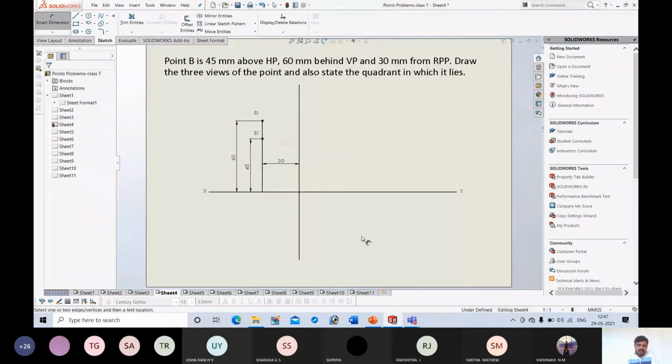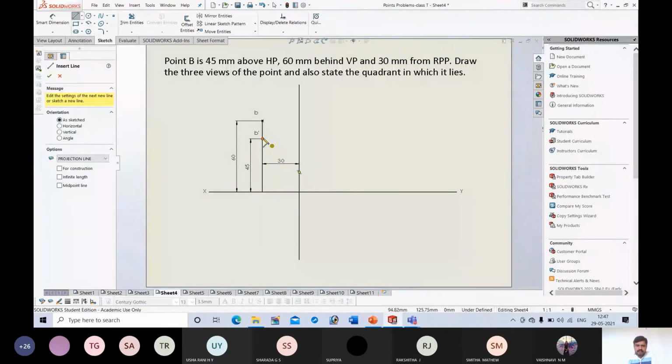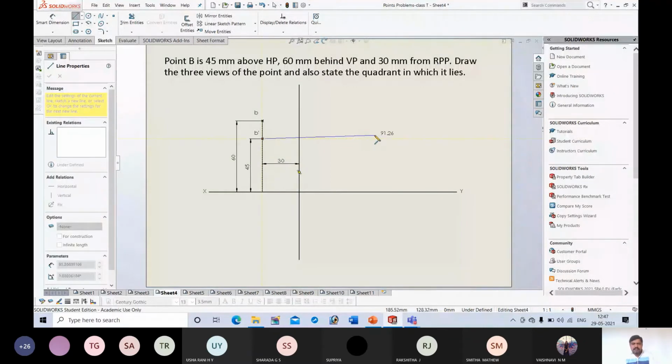Next, in order to get the profile view, we know the procedure. The profile view will lie on the projector of the front view. That is, if I draw a horizontal line from the front view, on the same line this profile view should lie. But where, that will be decided by the top view. So first I will draw a horizontal line. On this line only I should get the profile view.